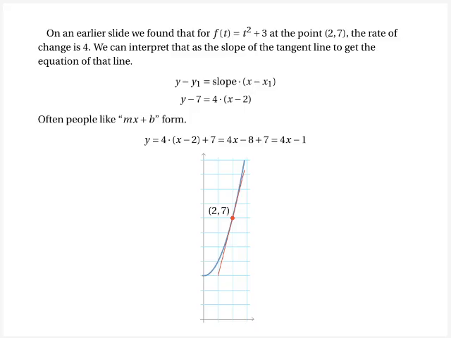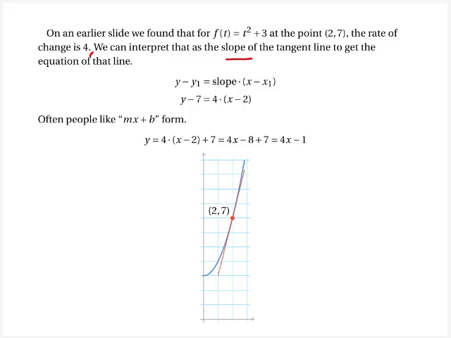So for that we need the slope of the tangent line, and then I'm going to plug in. So let's see, f of t is t squared plus 3, and the point is (2, 7). If you plug 2 in, you do get 7. And I want to find there the rate of change, and we know how to find the rate of change because we did that earlier. It so happens that the rate of change is 4. We did that a couple slides ago.